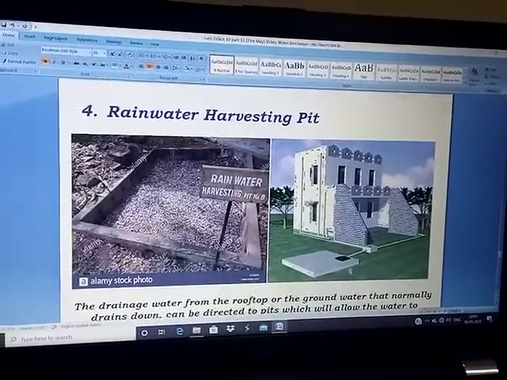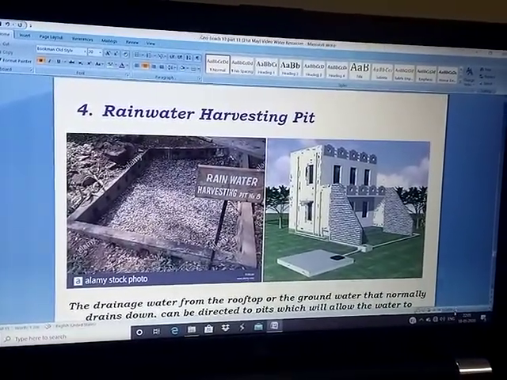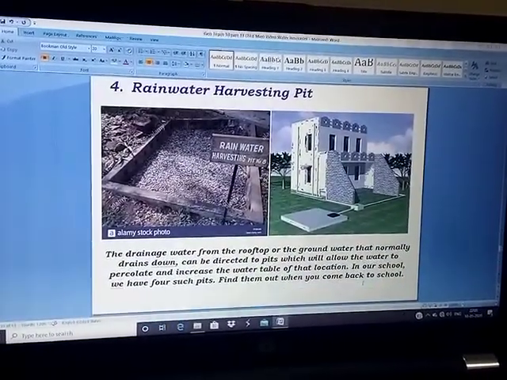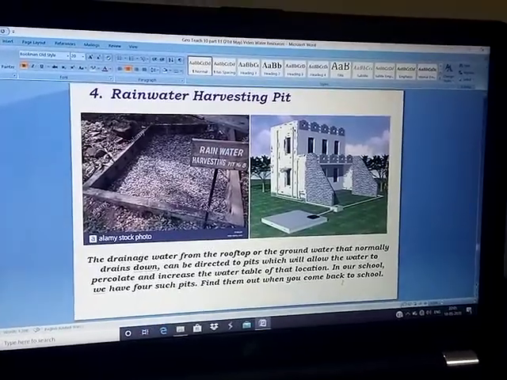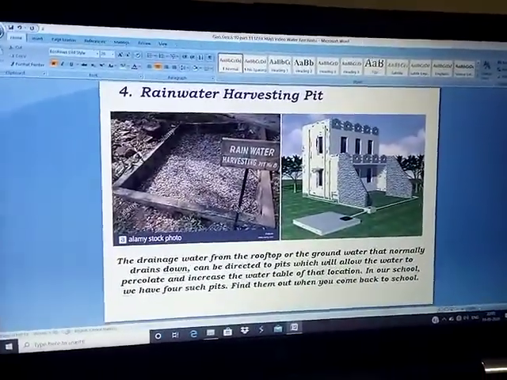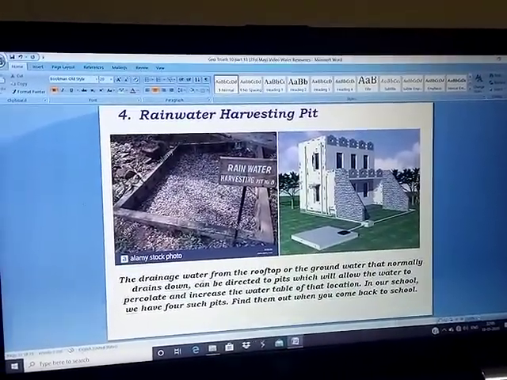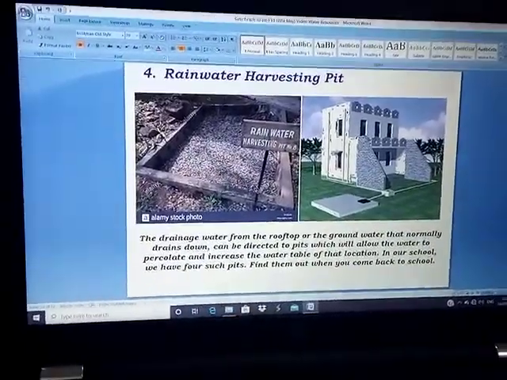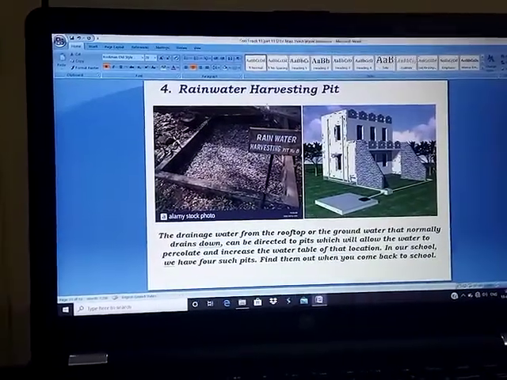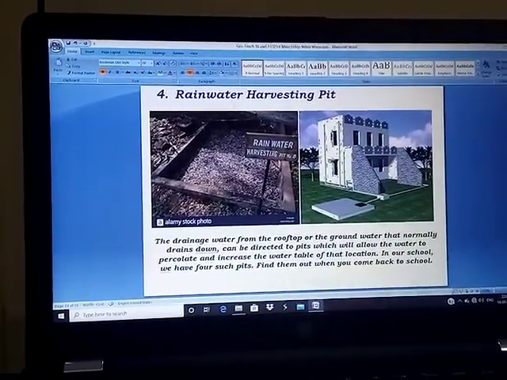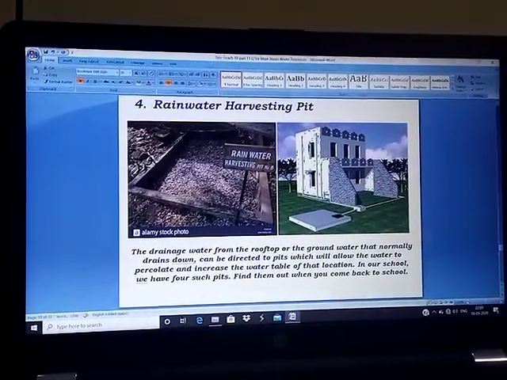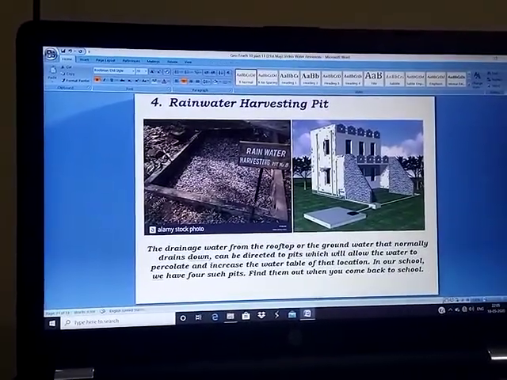Rainwater harvesting pit. Now this is very interesting. You should be proud of it because our school is practicing this. The drainage water from the rooftop or the groundwater that normally drains down can be directed to pits. Can you see the pit here? The rainwater is getting in from these holes, and there are stone chips and bigger stones through which the water percolates.